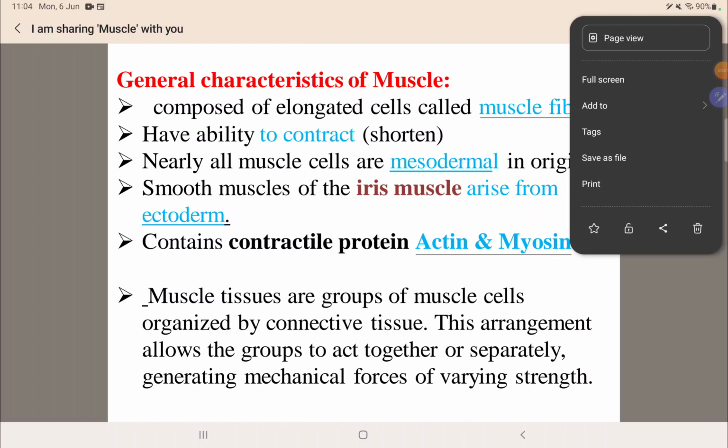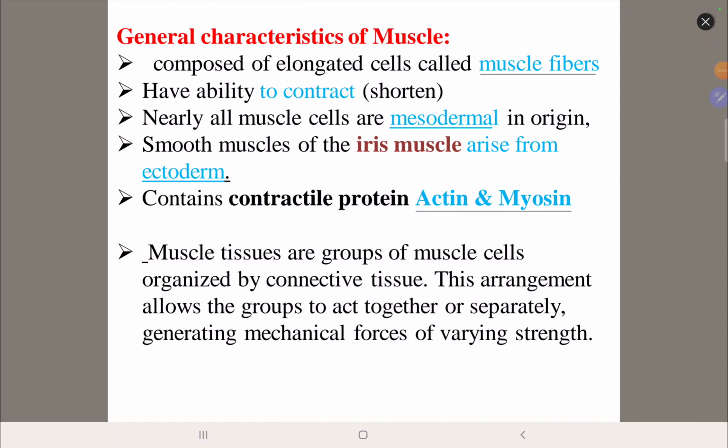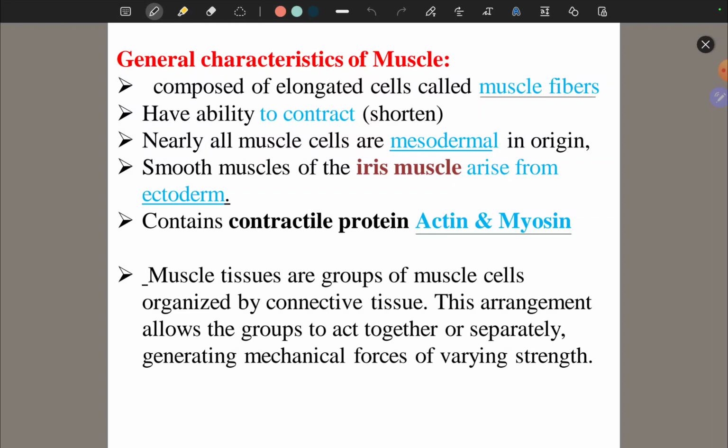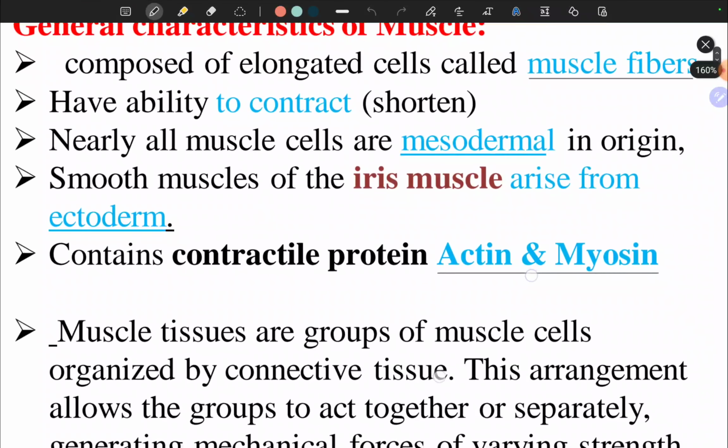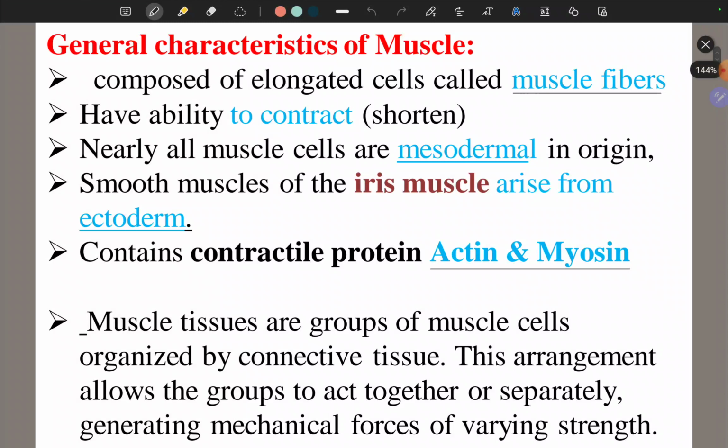Okay, muscle tissue is one of the basic tissues in the human body. There are general characteristics for all types of muscle, because we have 3 types of muscle. I will be talking about each one separately. The cells are called muscle fibers. In muscle tissue, we rarely use the terminology of cell; I mean muscle fiber.